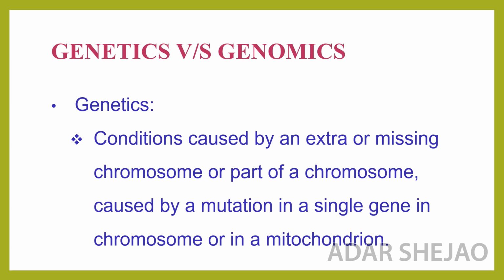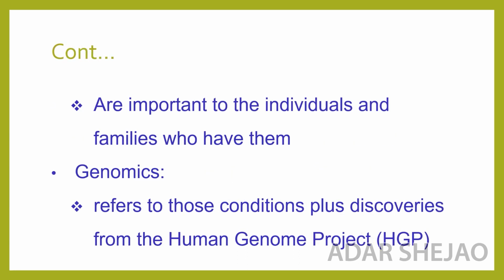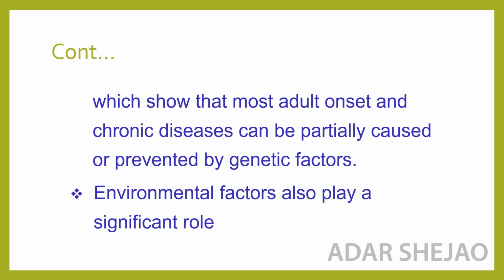Genetics: conditions caused by an extra or missing chromosome or part of a chromosome, or caused by a mutation in a single gene in a chromosome or in a mitochondrion, are important to the individuals and families who have them. Genomics refers to those conditions plus discoveries from the Human Genome Project, HGP, which show that most adult-onset and chronic diseases can be partially caused or prevented by genetic factors. Environmental factors also play a significant role.